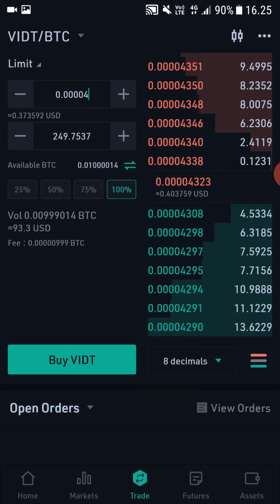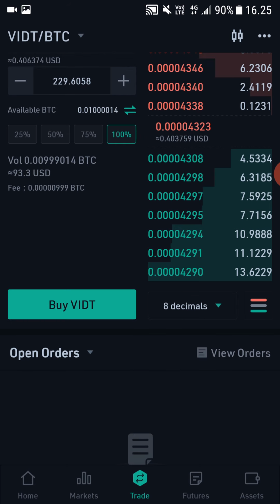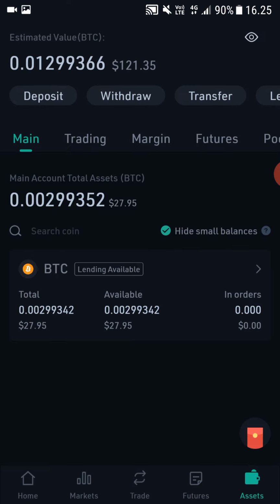But if you just want to buy quickly, then you click the top of the red ones. Just click that. That is the lowest somebody is currently selling Bitcoin. Just click that, and then click buy VIDT here. So after you click buy VIDT, your buy order will execute, and when you go back to your asset, you see your Bitcoin right here. The trade will execute in a couple of seconds, so it takes no time.